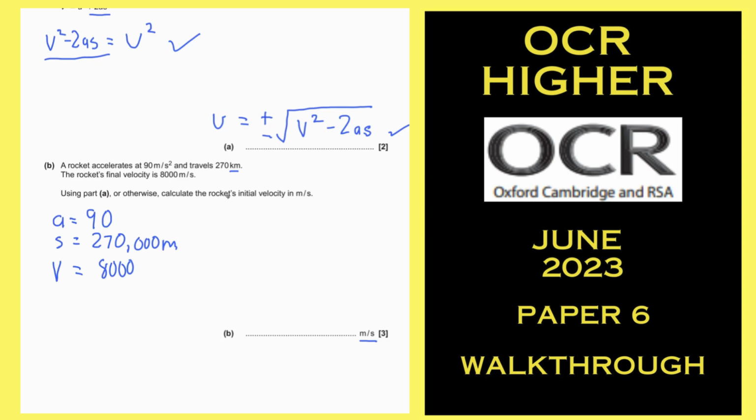Using part A or otherwise, calculate the rocket's initial velocity. Well, initial velocity is the letter U. So nicely, they've led you through it. You just need to use your answer to part A. And I'll just say if you made a mistake on part A and it follows through correctly, you do get all 3 marks, not a problem. If you use an alternative technique, a different formula, a couple of different formulas even, and got there in a roundabout way, again, 3 marks are yours.